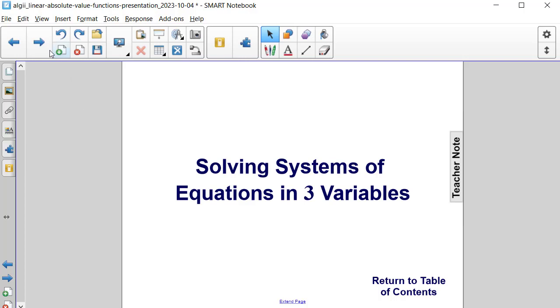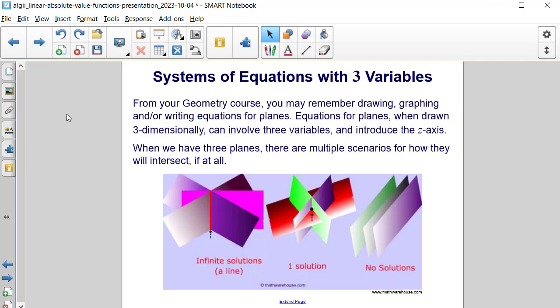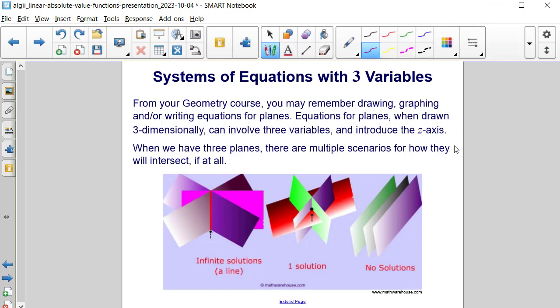Solving systems of equations in three variables. From your geometry course, you may remember drawing, graphing, and/or writing equations for planes. Equations for planes, when drawn three-dimensionally, can involve three variables and introduce what's known as the z-axis. So we have our typical xy plane, but then we also have the z-axis, which is three-dimensional.